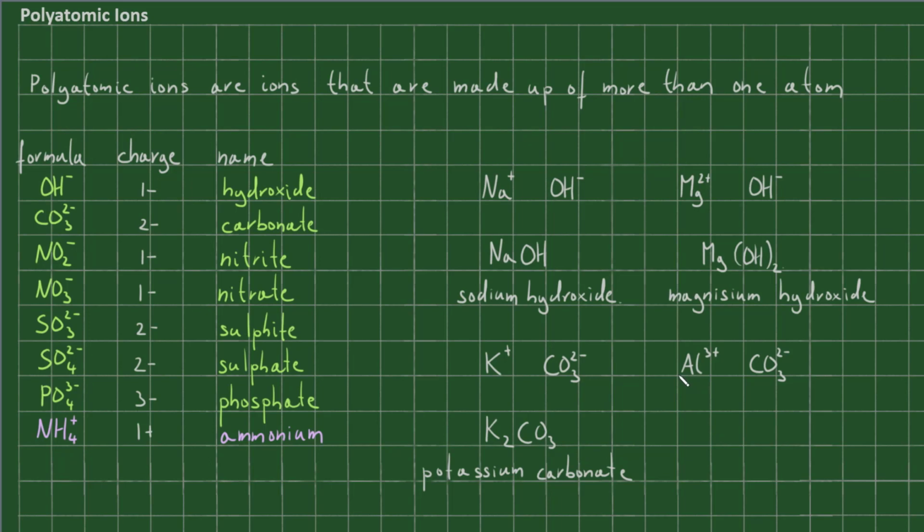Over here on the right, I have aluminium and carbonate. This will give me aluminium carbonate. Using the crossover method, the formula will be Al2, because the charge of the carbonate is 2 negative, (CO3)3, because the charge of the aluminium is 3. Note again that I am using the brackets around the carbonate to indicate that I have 3 of those. Let me look at a few more.